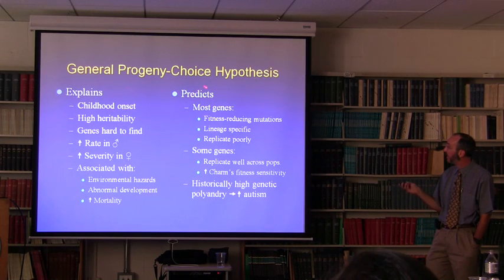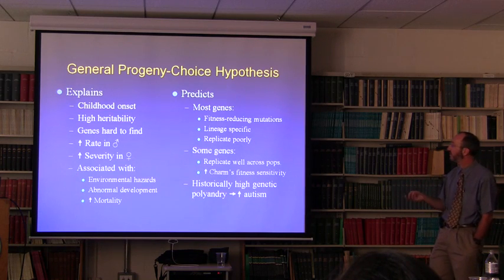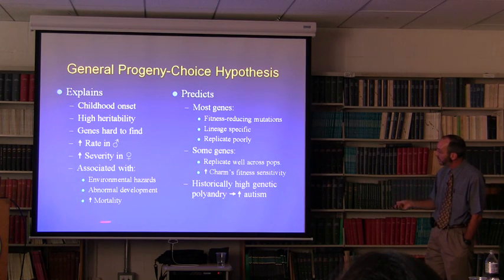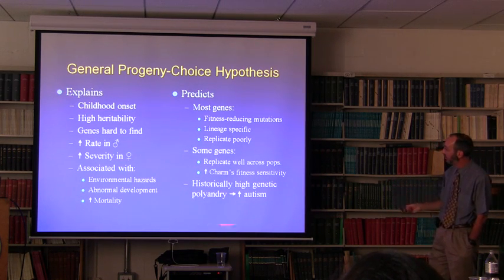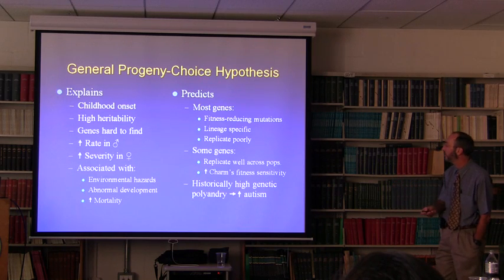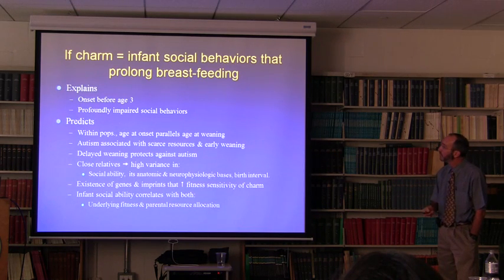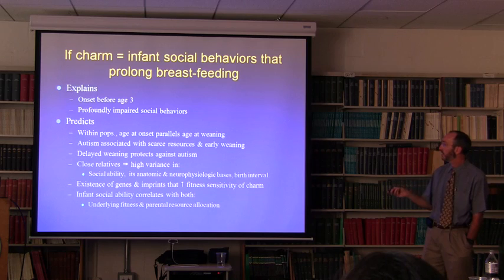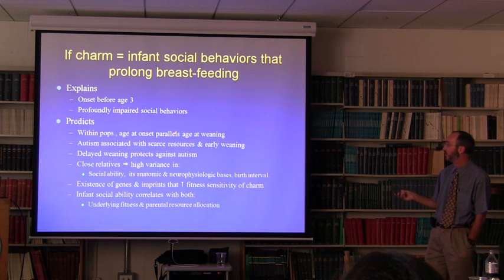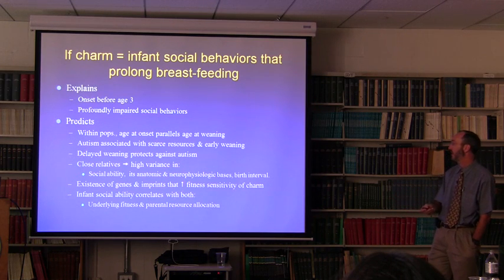In fact, the general progeny choice hypothesis, without saying what charm is, explains all these things, and it predicts all these things, which we've just reviewed. And the special case explains some additional things: onset before age 3, profound impairments in social behaviors, and all of these predictions, some of which I've shown you in some detail.